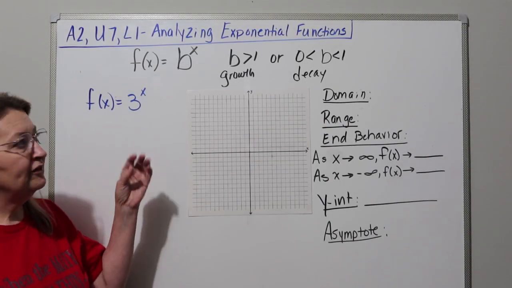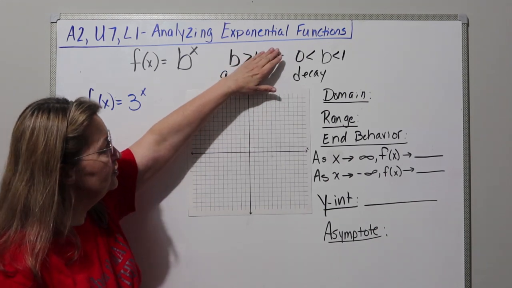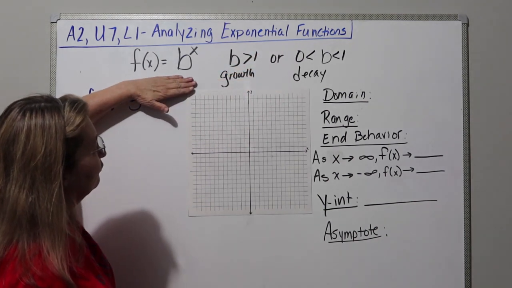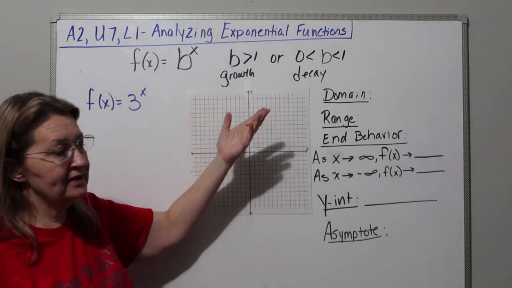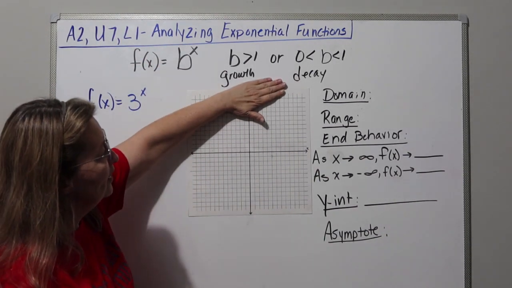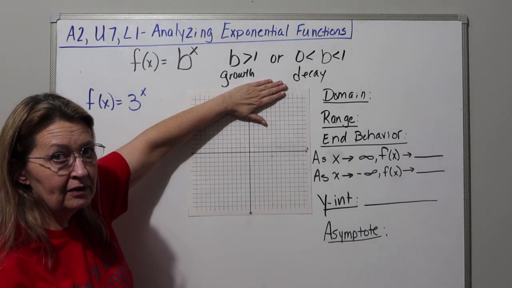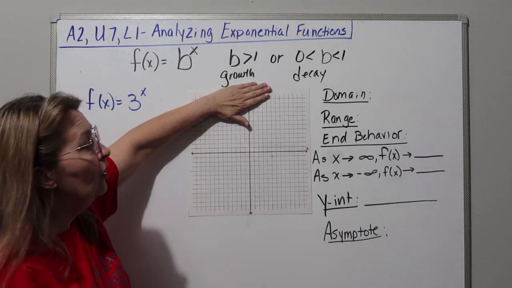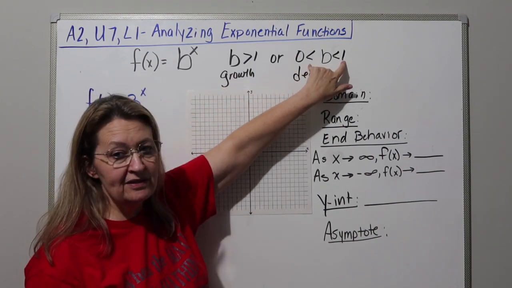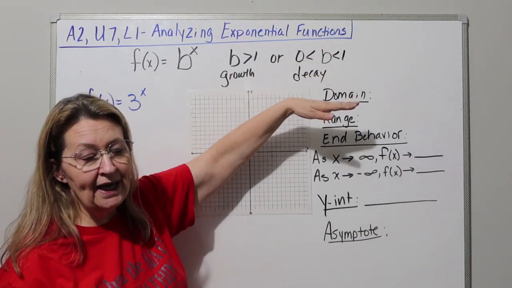So far, we have defined what an exponential function is. We've looked at the parent form, which is b to the x power, where b is a constant and x is an exponent. We talked about the fact that by definition, the b has to be greater than 1 and it'll show growth, or it can be between 0 and 1 and show decay.